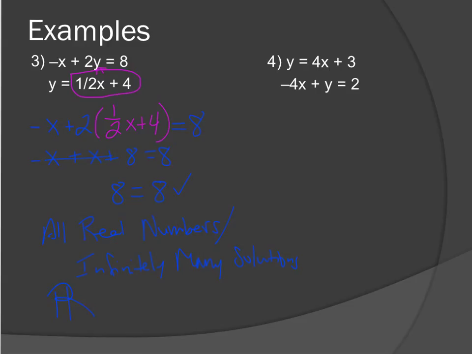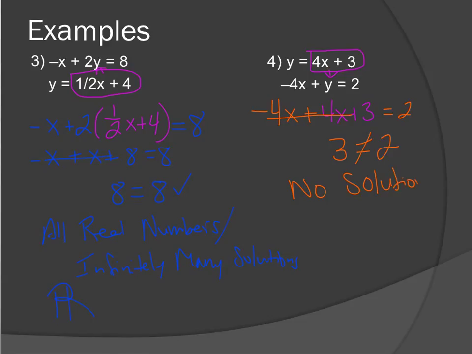Okay, and our last one, number 4. All right, so again, let's take what y is from the first one and substitute into the second one. Negative 4x plus 4x plus 3 equals 2. All right, let's combine like terms. So negative 4 plus 4 is 0. So I have 3 equals 2, which is not true. So number 4 is a no solution. Our variable is eliminated, and we're left with an untrue statement. Just no solution.